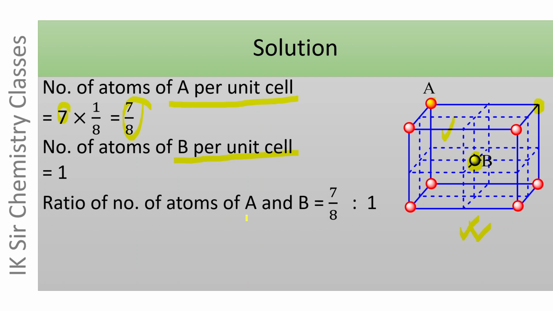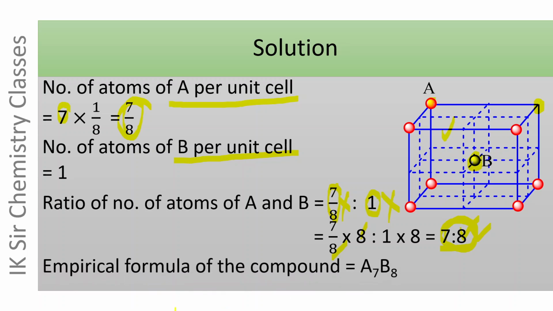Ratio of number of atoms of elements A and B in the given compound is 7 by 8 is to 1. But it is not the simplest ratio. For transforming it into simplest ratio, both these terms should be multiplied by 8. And 8 will be cancelled out, and the ratio is 7 is to 8. It is the simplest ratio of number of atoms of elements A and B present in the given compound, and hence the empirical formula of the compound is A7B8. It means elements A and B are present in 7 is to 8 atomic ratio in the given compound.